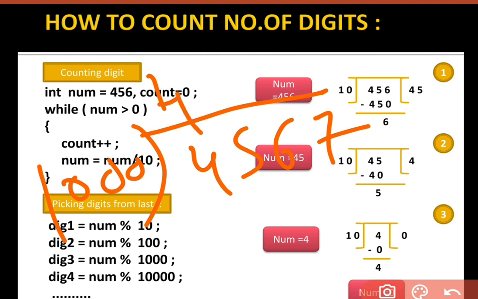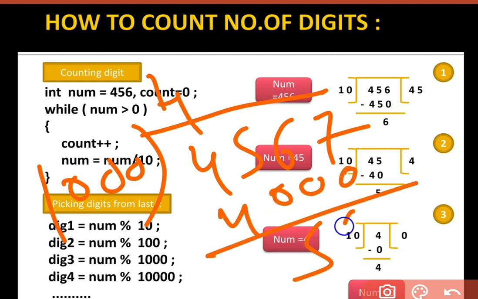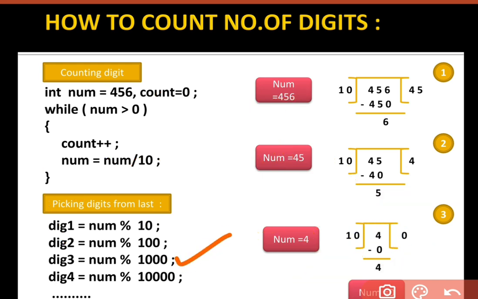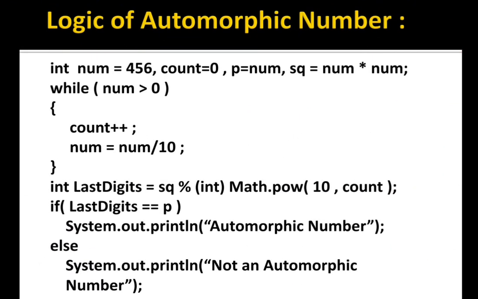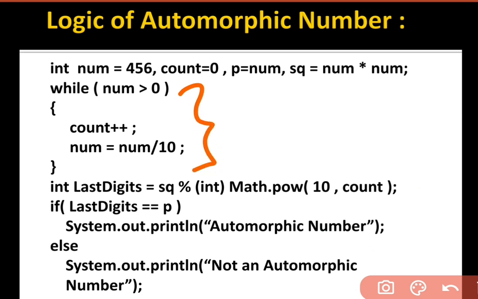I'm using 1000 here. Then I am getting the last 3 digits with the help of 1000. In this way, we can pick our digits from the last. Now see how we are going to create our logic. What we have to do? I told you we have to do the counting of a given number. That's why we are having count with us.